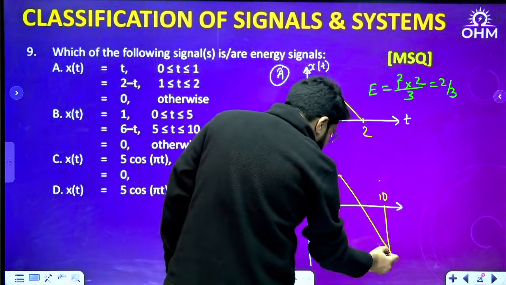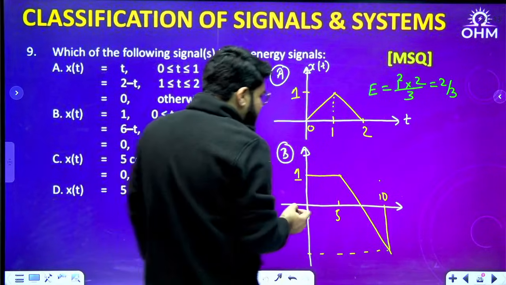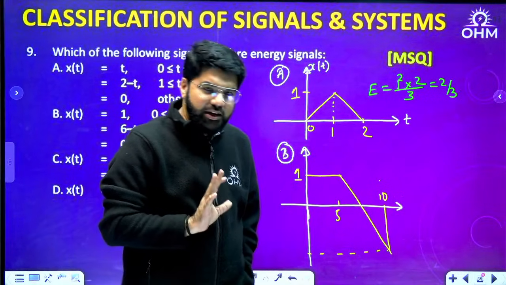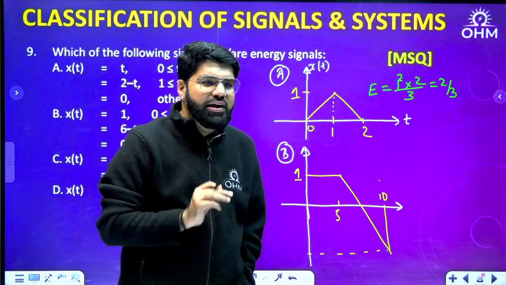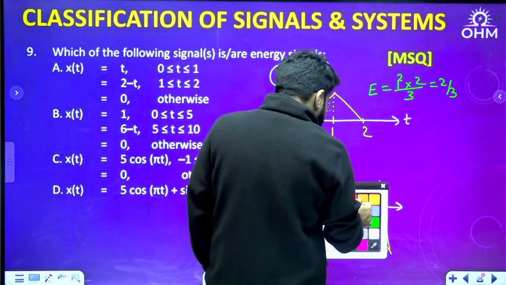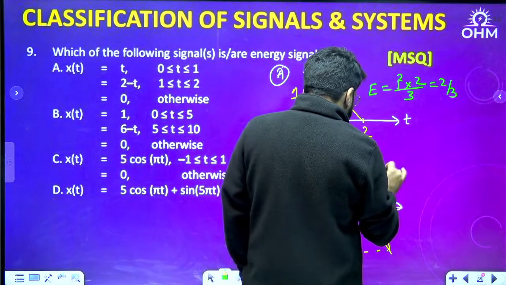Actually, they are not asking for the energy, I'm just calculating for your sake. Is it an energy signal? Yes, it is an energy signal. A finite duration signal that is bounded in value is an energy signal. You can tick mark it. But what is the energy? Let us calculate.